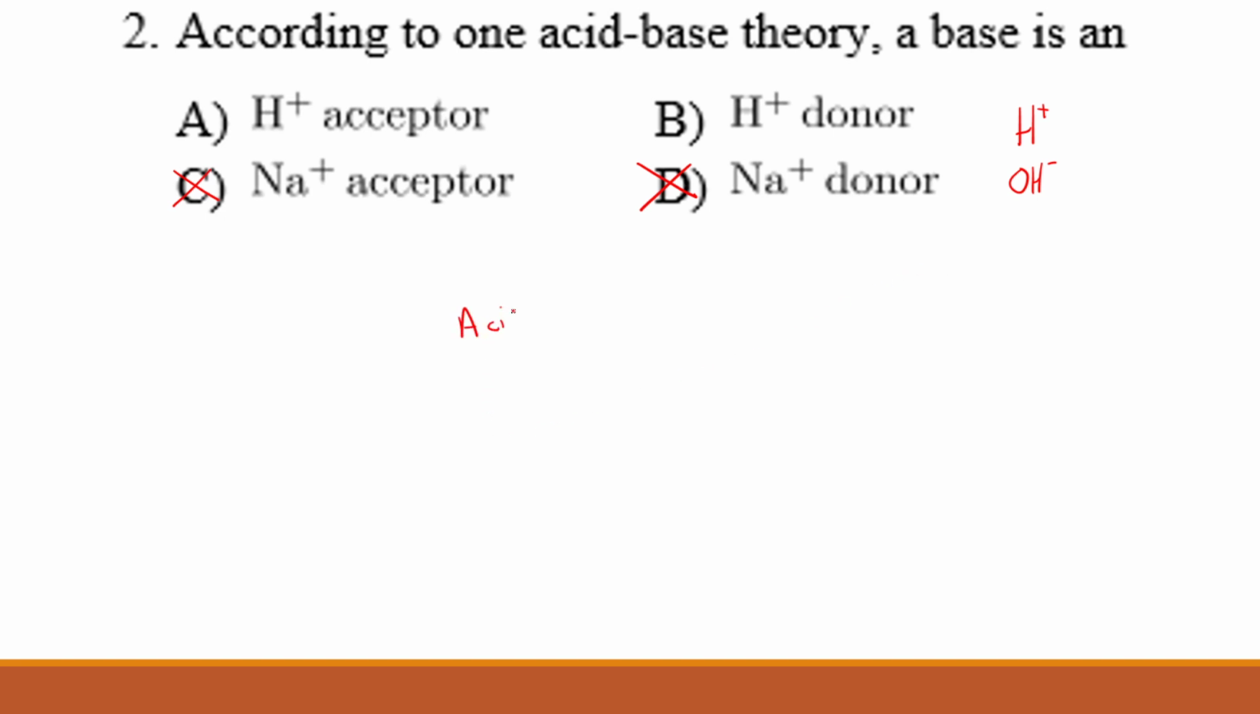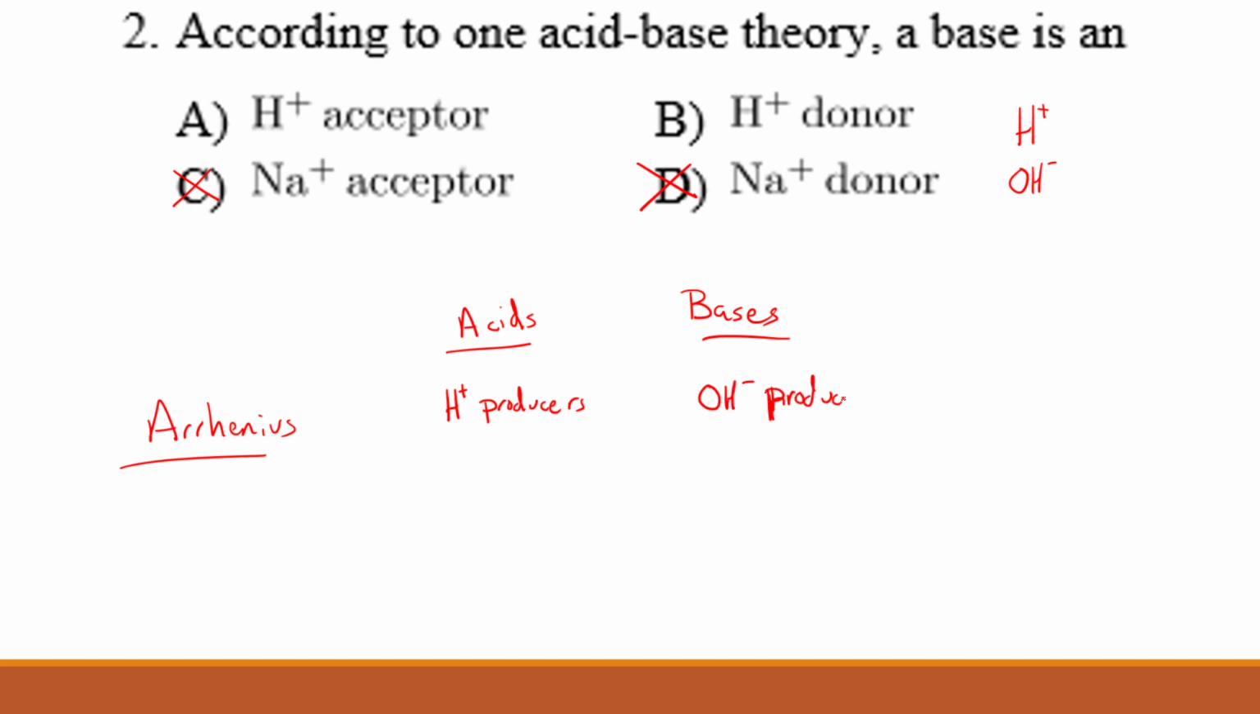We know a couple of things about acids versus bases. We know that Arrhenius talks about acids saying that they are H plus producers. They make H plus. We know that bases are OH minus producers. And that was his whole theory, that acids are about H plus, bases are about OH minus. So OH minus producers would be a great answer, but that's not up there. So Arrhenius is not the theory that we're looking at for this question.